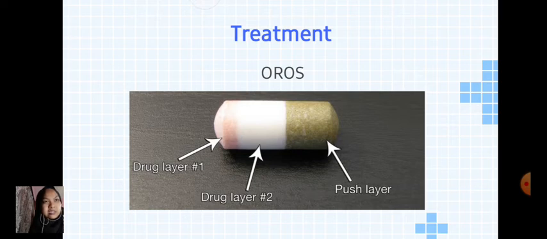OROS has recently been introduced in clinical practice for treating patients with chronic cancer and non-cancer pain. OROS ensures a constant monophasic delivery of hydromorphone over a 24-hour period. The pharmacokinetic profile of OROS is minimally affected by food and alcohol.